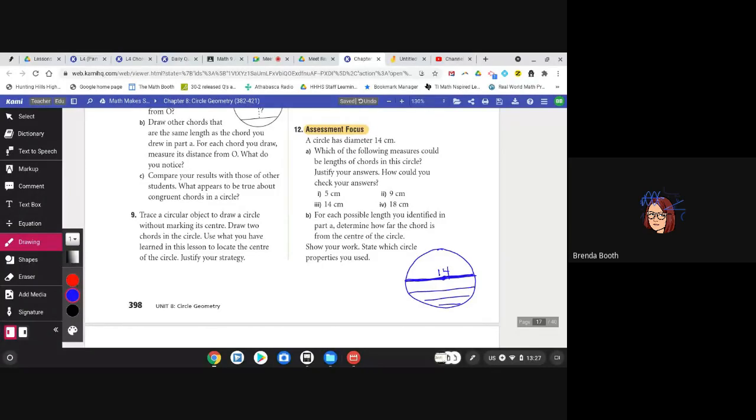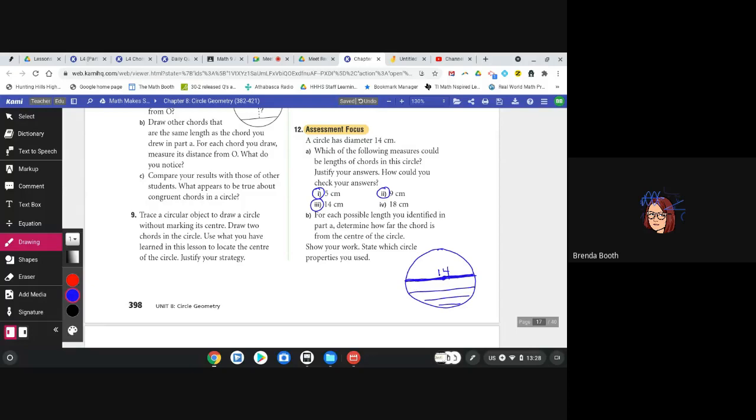So on that one, it says, which of the following measures could be lengths? Well, this could be the length of a chord. So could this. And this one as well, because remember that the diameter is a chord. But we could not have a chord that is 18 centimeters, because it would go outside of the circle.